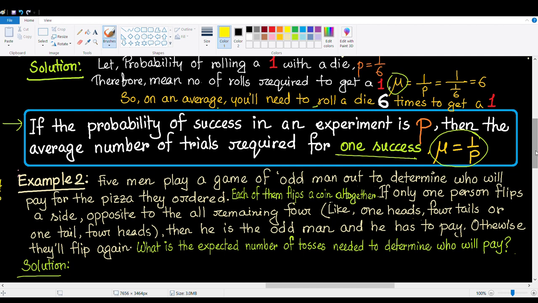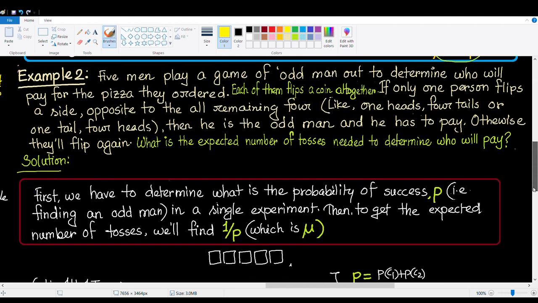To solve this problem, you need to keep in mind that first we have to determine the probability of success P, which is finding an odd man in a single experiment. Then, to get the expected number of tosses, we will find 1 by P, which is mu. Let's try to determine the probability of getting an odd man in a single experiment.